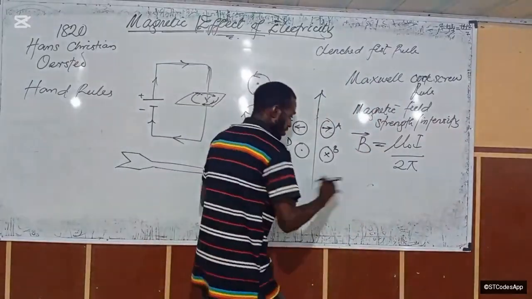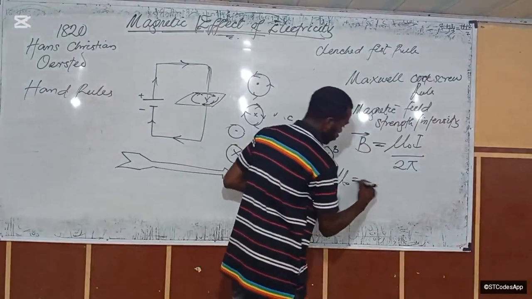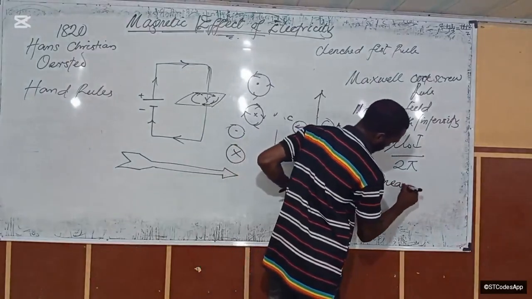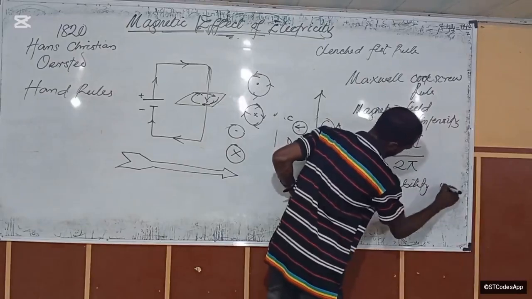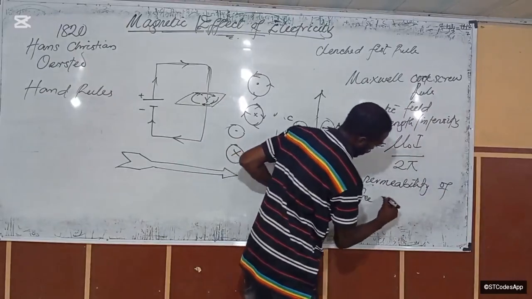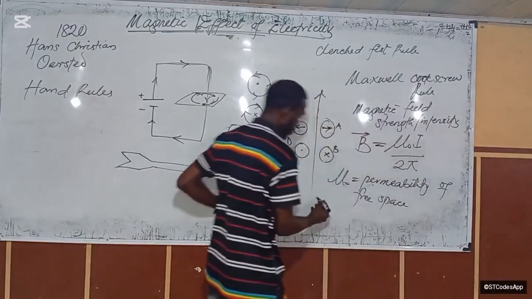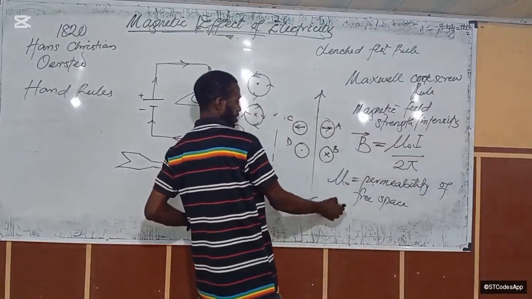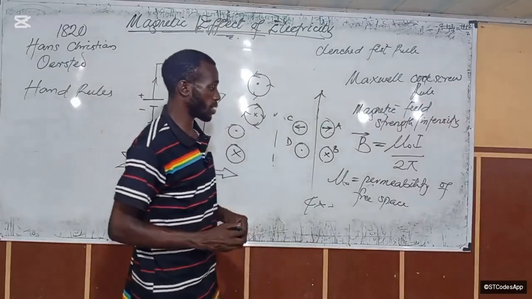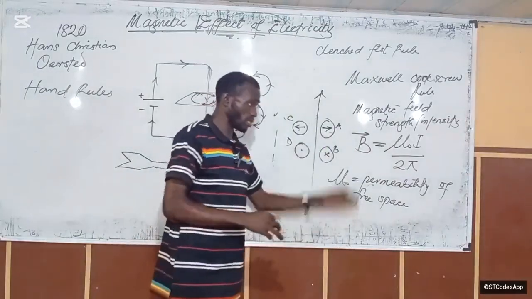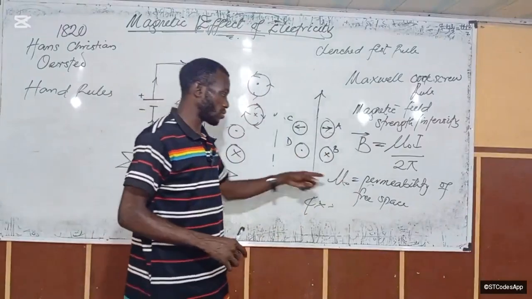Mu naught refers to the permeability of free space. That's a value of about 4 point something times 10 raised to the power. I really can't remember, but in your calculations, if you need to solve this, you'll be given the value of mu naught.